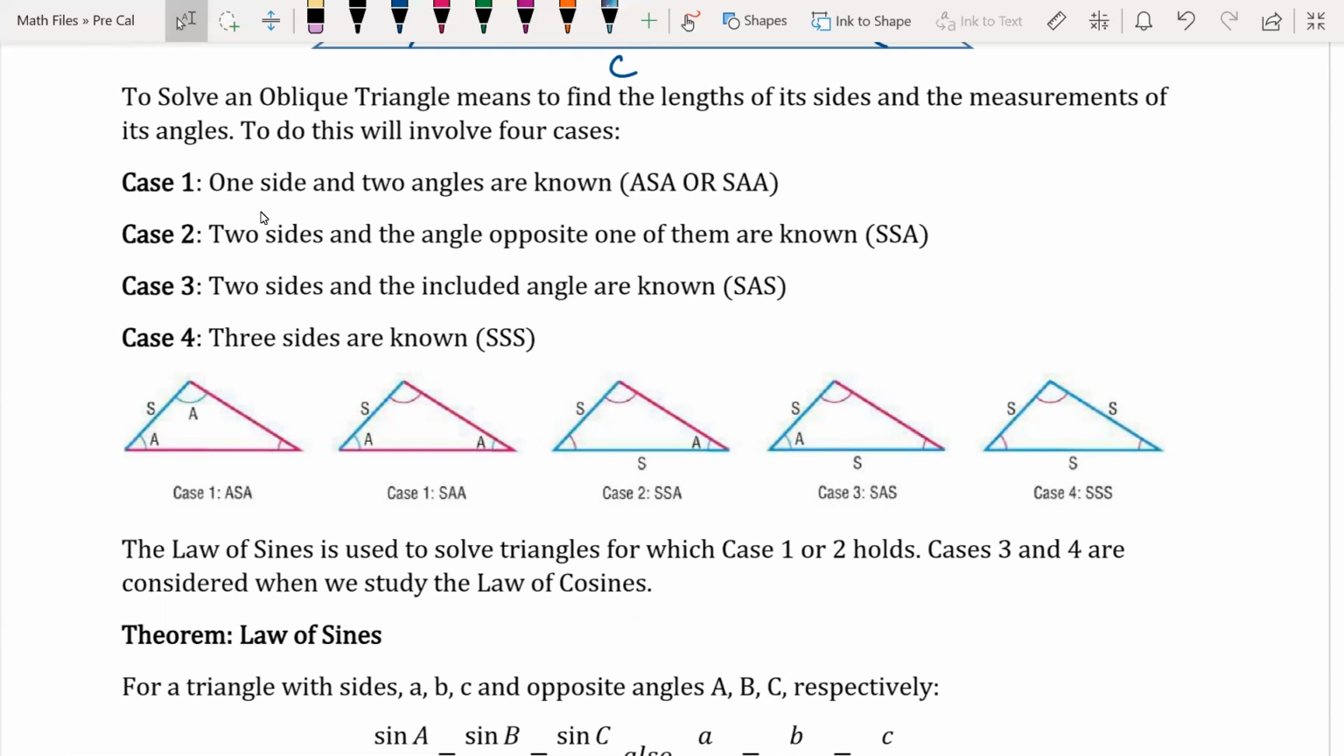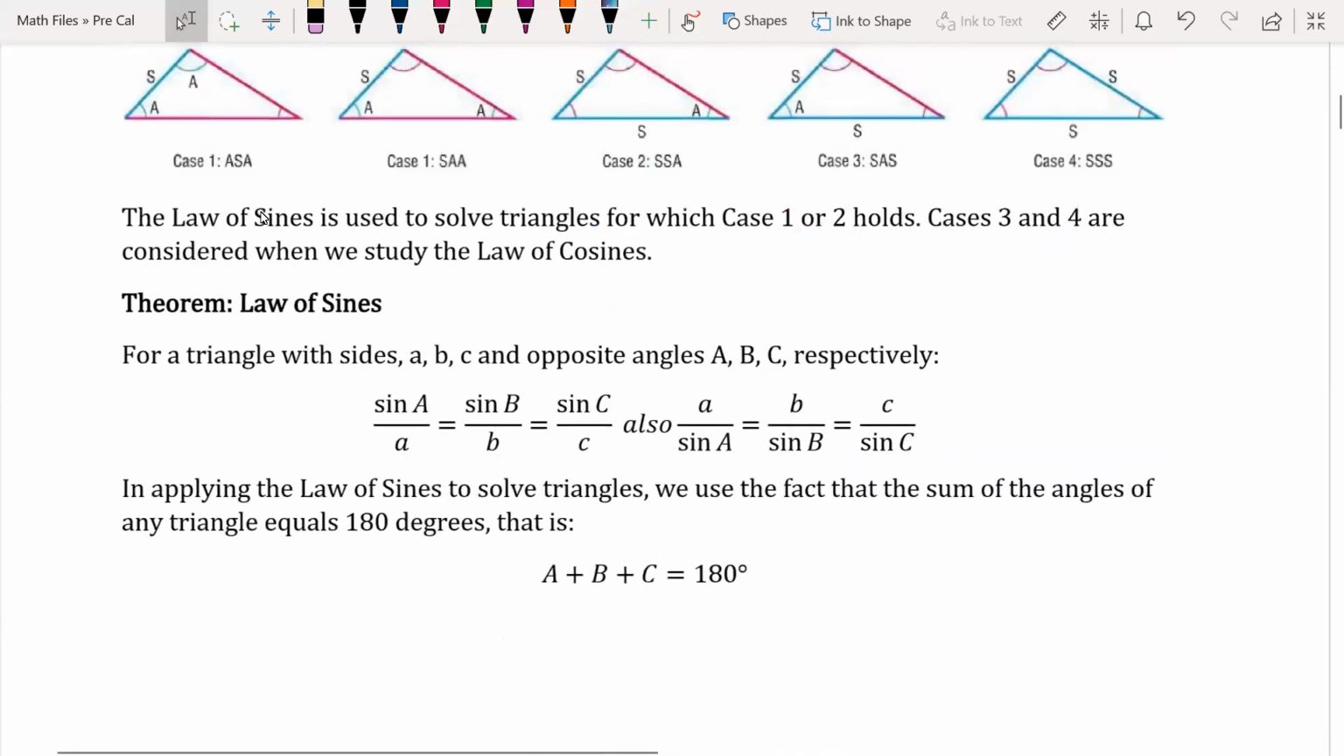Okay. And now here is the theorem for the law of sines. What is that? Who's fire alarm? I hope everything's okay. All right.